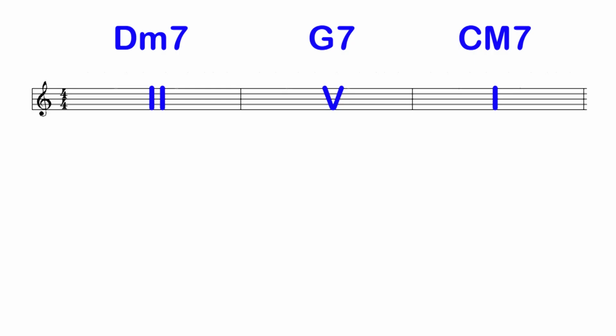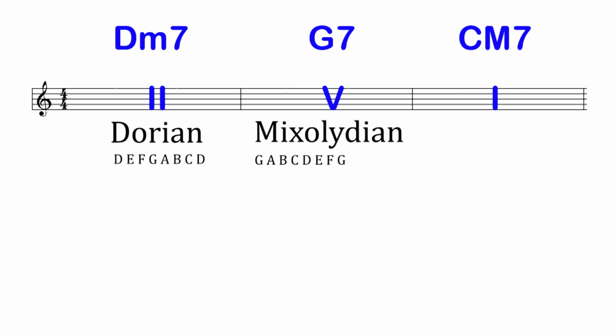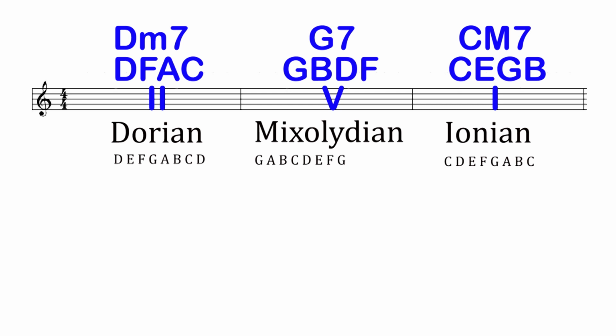Suppose we were going to improvise over a 2-5-1 progression in the key of C for simplicity. We might choose the notes of the Dorian mode over the minor 7 chord, the notes of the Mixolydian mode over the dominant chord, and the notes of the Ionian mode over the major 7th chord. We might focus on the chord tones when creating the melody, and maybe play a scale run or part of a scale run somewhere in the midst of those chord changes.